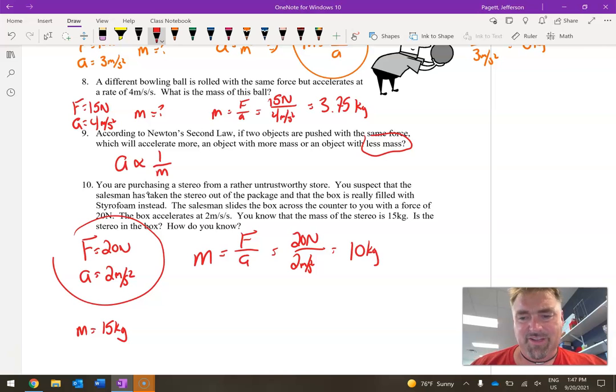Now, why you're able to know how much he's pushing it with and able to measure the acceleration and the mass of such stereos, but not being able to look inside a box, I don't know. It's kind of weird too.